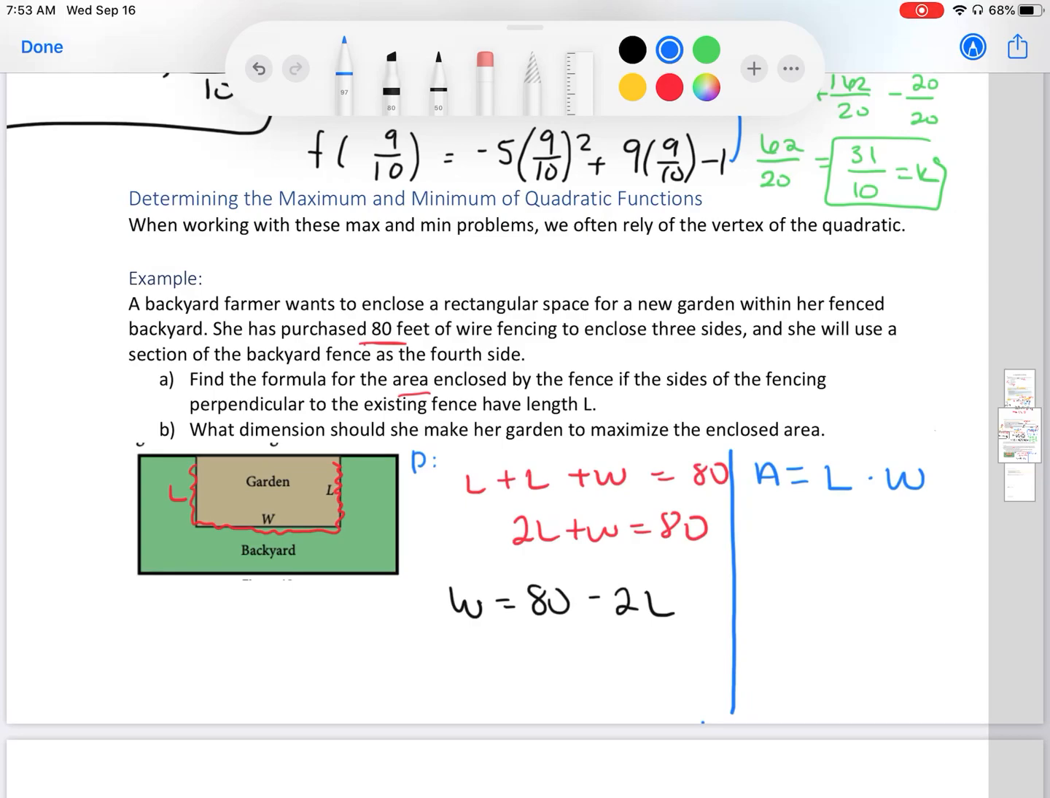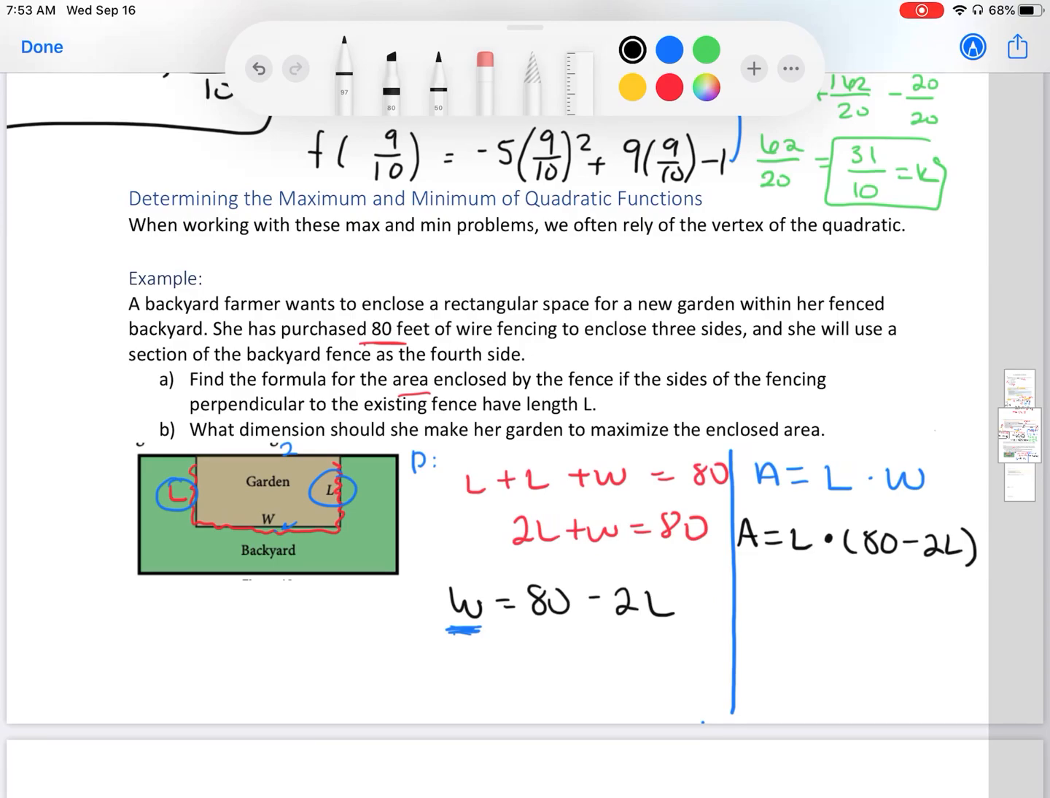Okay, well, I know my length. I have all of my lengths needed to find the area. I have my 2 lengths. But my width, I only have 1. I don't have my 2 widths that I would use to find my area for length times width. I can use my new width that we found. So that we have A is equal to length times 80 minus 2L. And that would give us the formula.